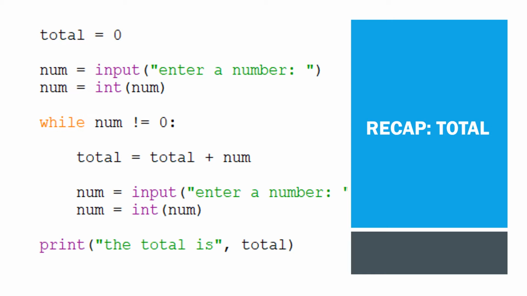We've also learned how to add up a total. This program will also repeat until the user enters the number 0. A total is set to 0, and that number is added to the total every time round the loop, and the total is output at the end.